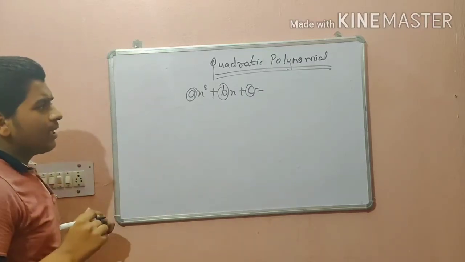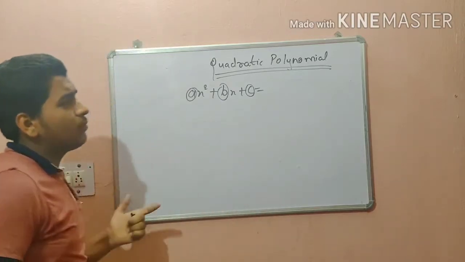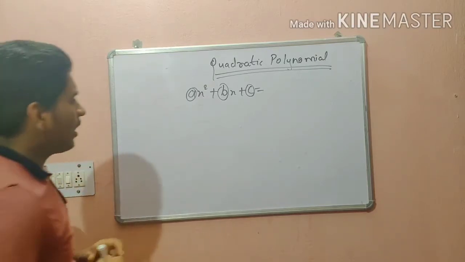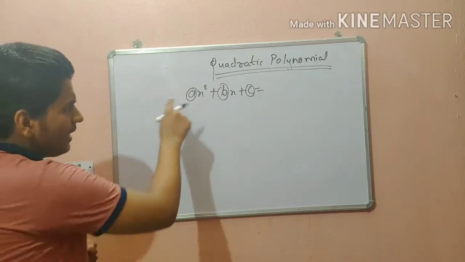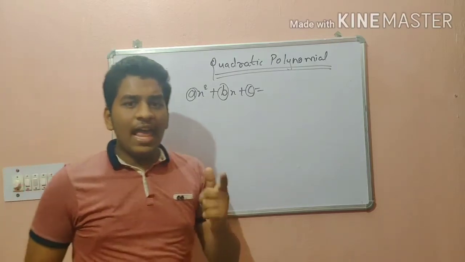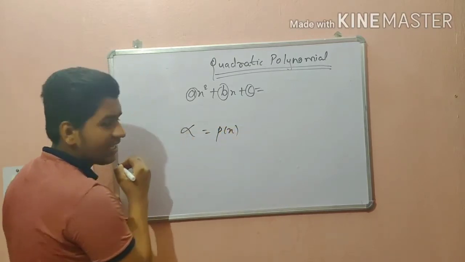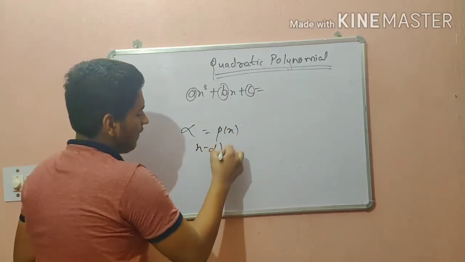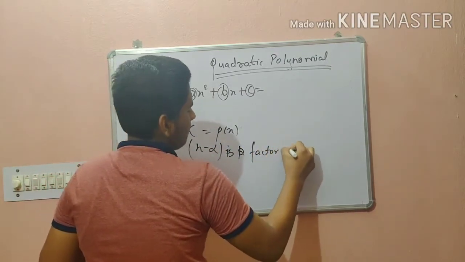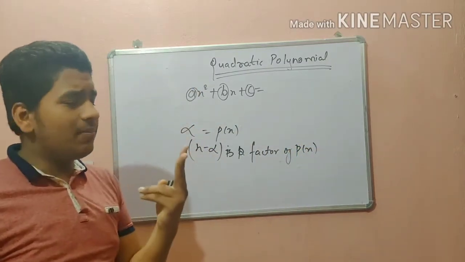Now let's discuss, in a quadratic polynomial, the relationship between the sum of zeros and the product of zeros with the coefficients of x and x square. We have read in the 9th class that if alpha is a zero of p(x), then x minus alpha is a factor of p(x). So we know when there is a quadratic polynomial there must be two zeros.